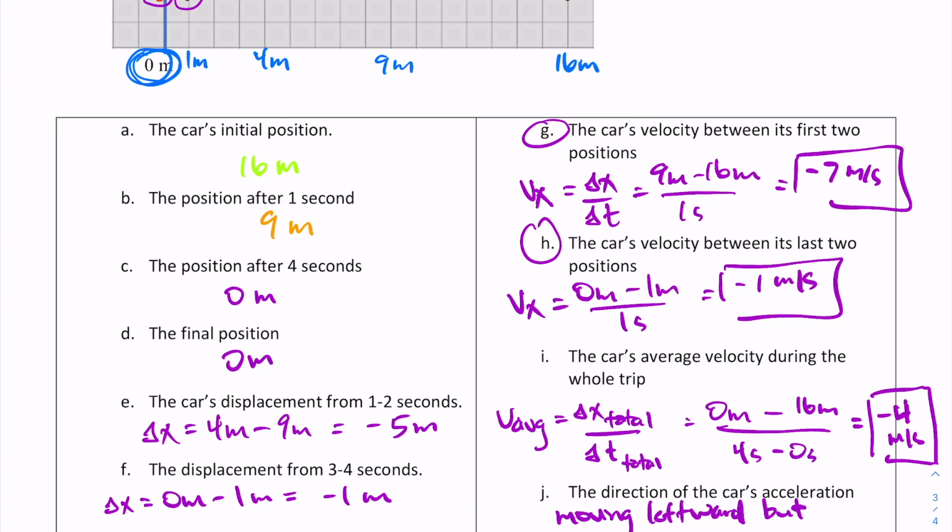The distance between those dots is not constant. So if it's moving leftward but it's slowing down, it must be because something is pushing it to the right, which is causing it to slow down. So the direction of the car's acceleration is rightward. Must be accelerating to the right. Otherwise, it wouldn't be slowing down.